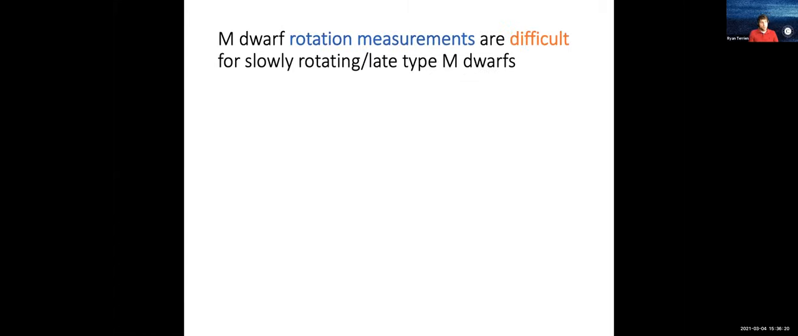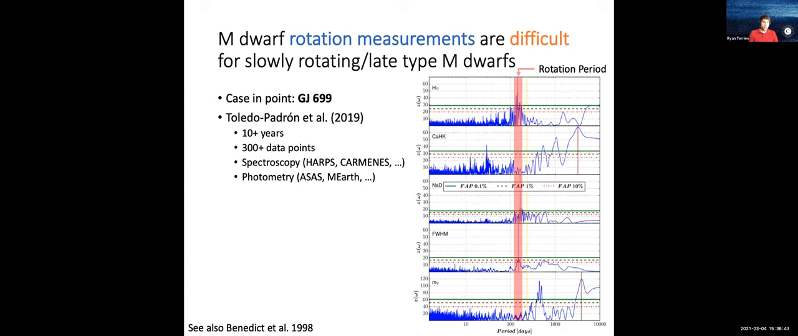At the same time, doing that is quite difficult in some cases, in particular for the latest type M dwarfs that might be fully convective and which are often slowly rotating. I'll hold up as an example one of the nearest and best studied late type M dwarfs, Barnard's star, GJ 699, for which Toledo-Padrón and collaborators recently compiled more than a decade's worth of spectroscopy and photometry. You see on the right-hand side the periodogram analysis of several of the activity indicators that they looked at, with the rotation period that they found highlighted. It was really only after combining this huge data set and a very careful and thorough analysis that they were able to detect the 145 day rotation period of this older, slowly rotating late type M dwarf.